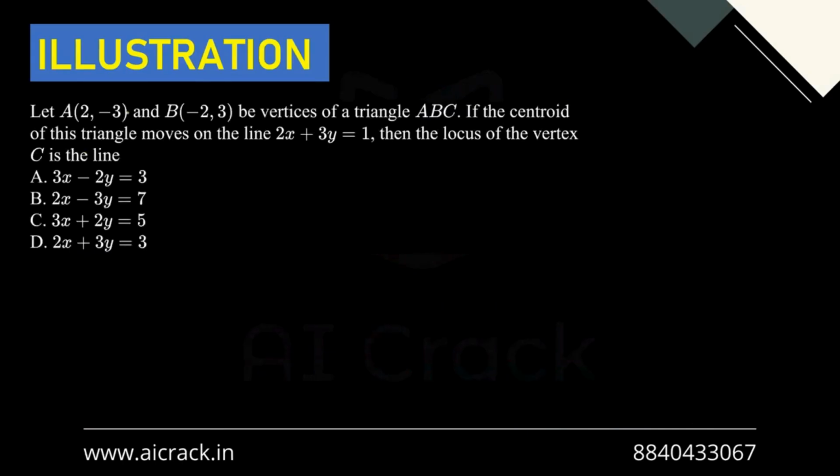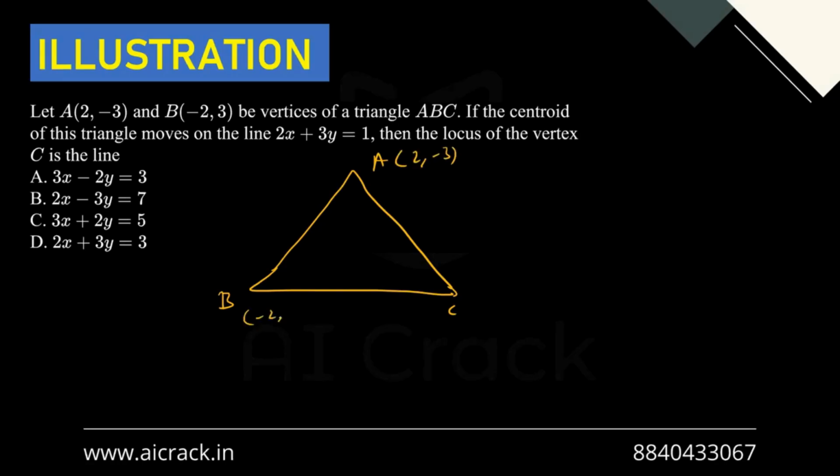Now let's look at this question. Let A and B be the vertices of a triangle ABC. If the centroid of this triangle moves on the line 2x plus 3y equals to 1, then the locus of the vertex C is the line. So basically A, B, C, this is a triangle, and C point is the variable point. So A point is fixed, that is 2 comma minus 3. B point is also fixed, that is minus 2 comma 3. Now C point is h comma k.